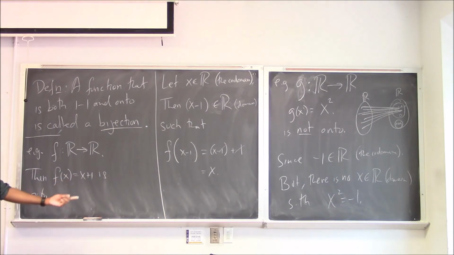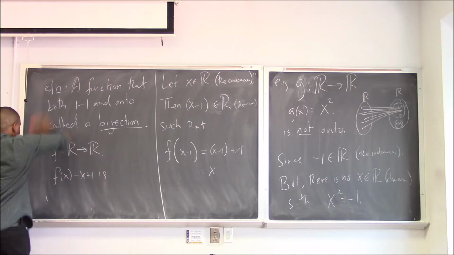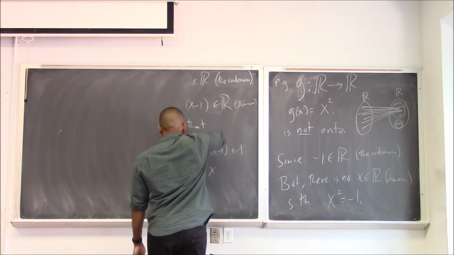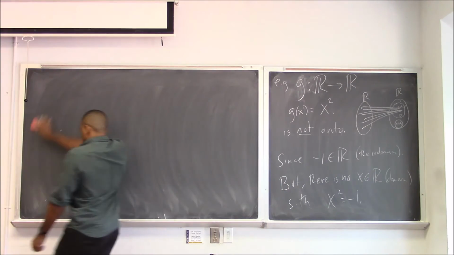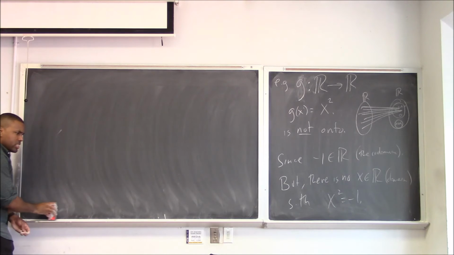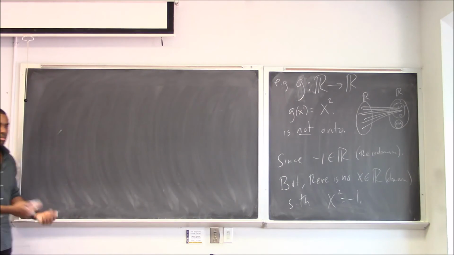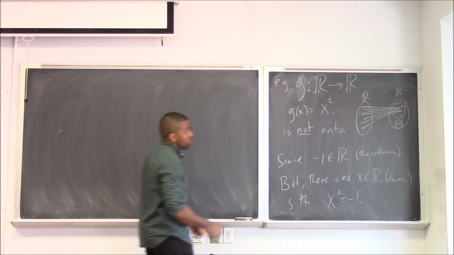Turns out that this function is both one-to-one and onto. This is a bijection. So you've definitely seen functions before, but you've probably not spoken about onto and one-to-one in detail. But you do know how to identify them.